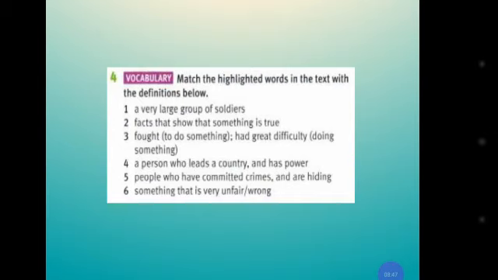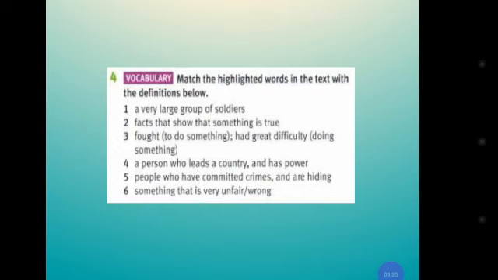Now let's repeat after me. Injustice. Outlaws. Army. Ruler. Struggle. Evidence. I hope you will find their definitions correctly, and let's move on.